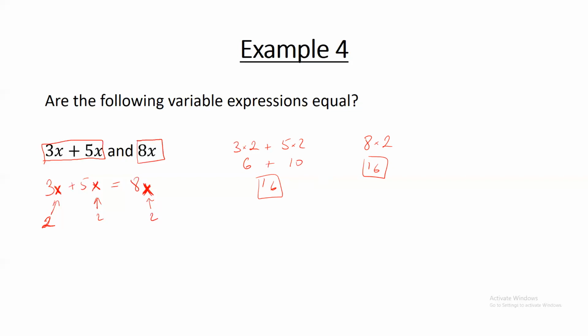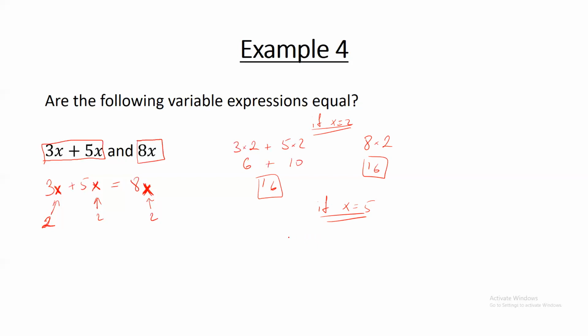Well, maybe it was a fluke. Maybe this only worked when x equaled 2. What if we pick a different number? So this first example was if x equals 2. Maybe let's try it if x equals 5. See if that gives a different result. Again, I just picked a random number.